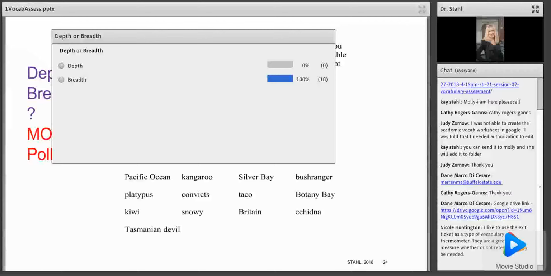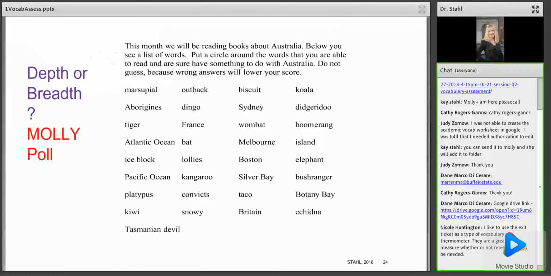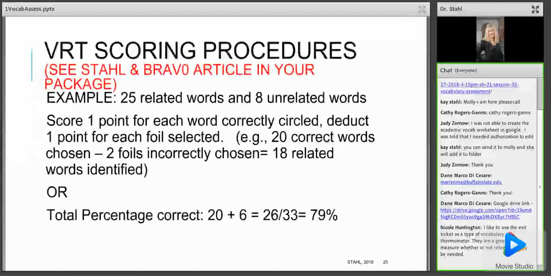Right. Okay. As our majority of our voters have identified, this is breadth of knowledge. Okay, we can end the poll, Molly. This is breadth of knowledge because it's not really asking them for anything other than reading, the ability to read it and the ability to identify it has something to do with a unit.